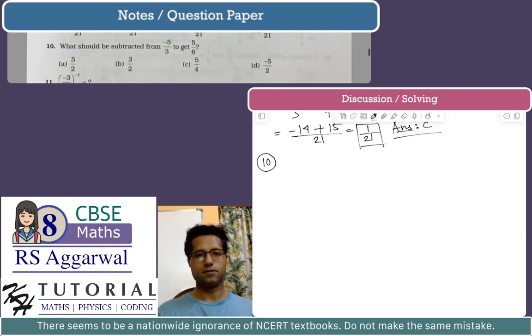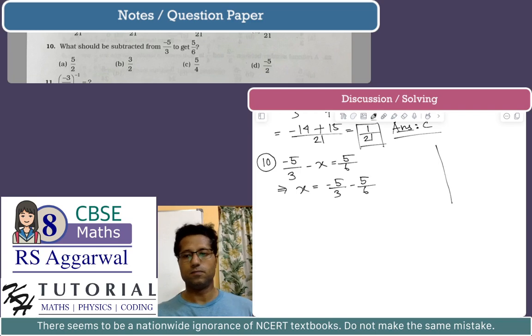Problem number 10 says, what should be subtracted from minus 5 by 3 to get 5 by 6? So let the number to be subtracted be x. So we have minus 5 by 3 minus x is equal to 5 by 6. So this implies x will be equal to minus 5 by 3 minus 5 by 6.